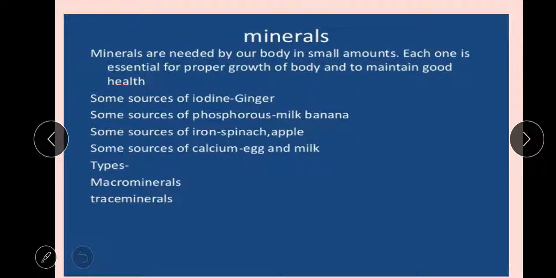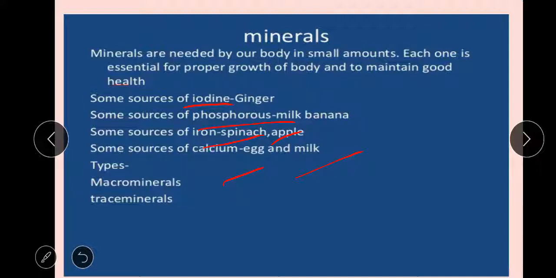Minerals. Minerals are needed by our body in small amounts. Each one is essential for proper growth of the body and to maintain good health. Some sources of iodine, ginger. Iodine is a mineral. Phosphorus. If we talk about the sources of phosphorus, then milk, banana. Sources of iron, spinach, apple. Sources of calcium, egg and milk.